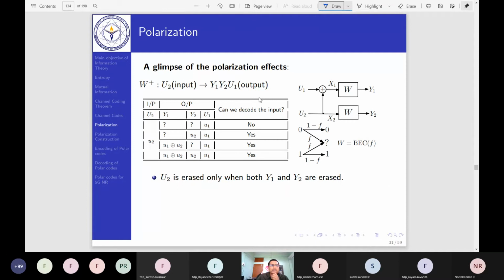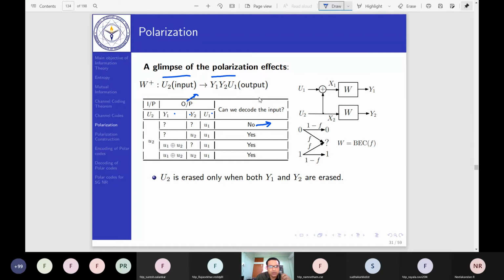Now let us consider the second channel W plus. For W plus, U2 is the input and Y1, Y2, U1 are the output. So we will consider a similar kind of table. The only thing is that the output column will have 3 subcolumns, Y1, Y2 and U1. Now the first case is that Y1, Y2 are both erased and U1 is not erased. If U1 is not erased, that means we have perfect knowledge of U1. But U1 and U2 are independent, so U1 cannot provide any information about U2. So the question is, can we decode the input? The answer is no.